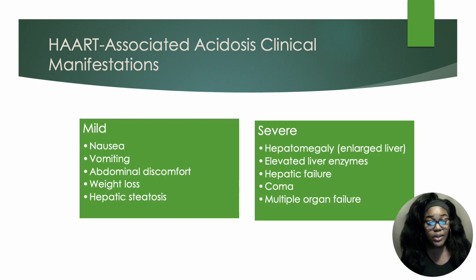Severe symptoms would include hepatomegaly, which is an enlarged liver. Your liver enzymes are elevated. That's your AST, your ALT, ALP enzymes. Those are all elevated. You may even see hepatic failure, coma, and then multiple organ failure as a result.